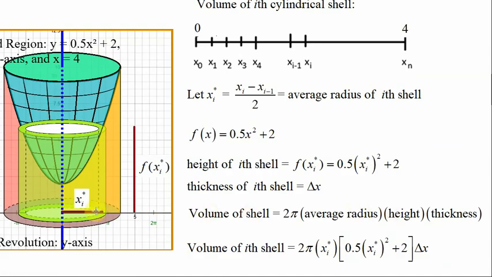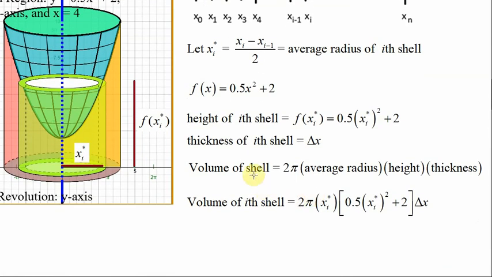And so the thickness of the shell is delta x. And the volume of a cylindrical shell is 2 pi times the average radius times the height times the thickness. And so in this case we'll get 2 pi times x sub i star, times 0.5 times x sub i star squared plus 2, and then the thickness is delta x. And so this is the volume of this ith shell.